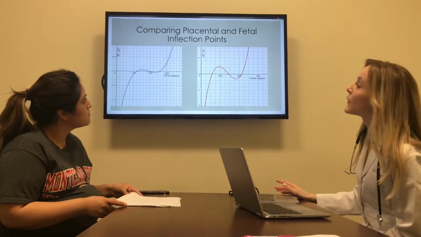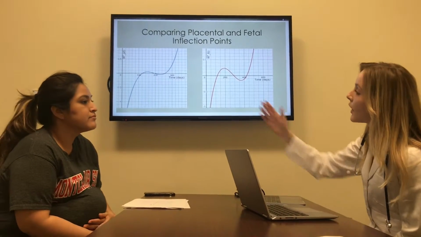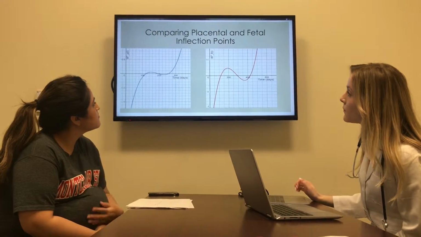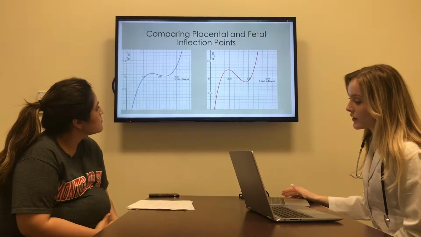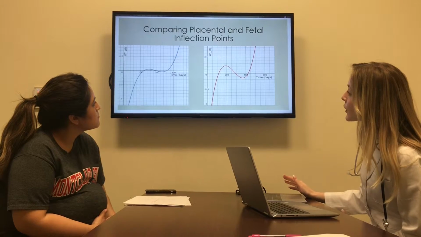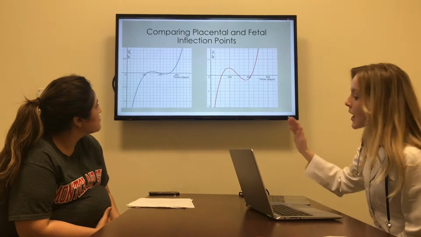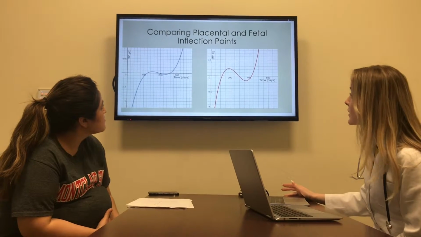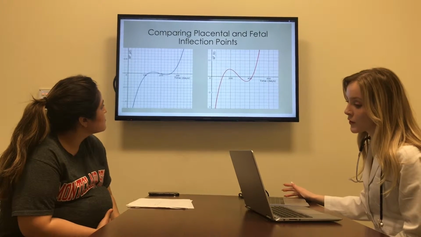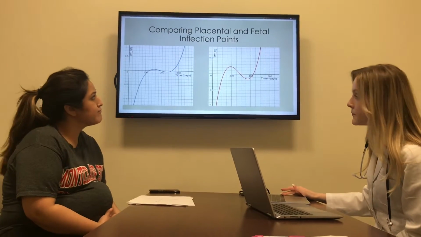Now we're going to compare the placental and the fetal inflection points. Here we can see the placental, and here we can see the fetal inflection points. The inflection points occur at the same time for the first inflection point. And as we can see, the second and third inflection points occur at different times with a big gap.